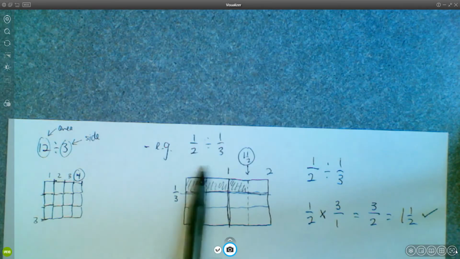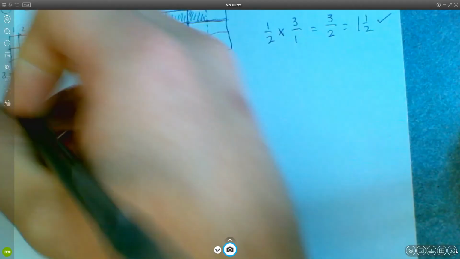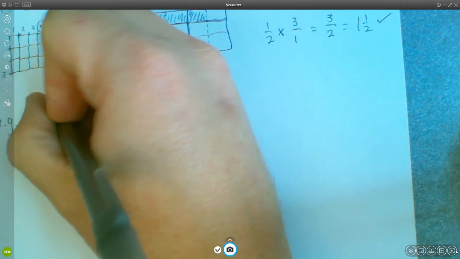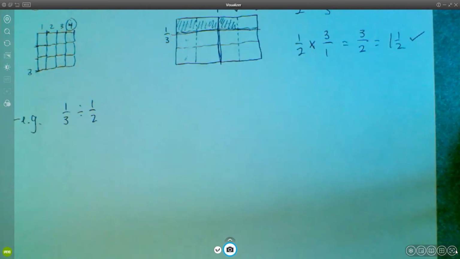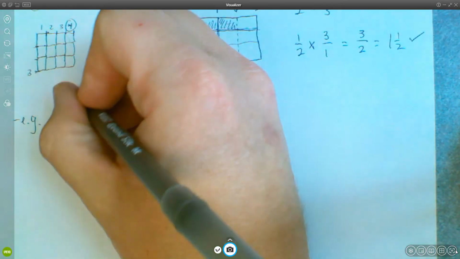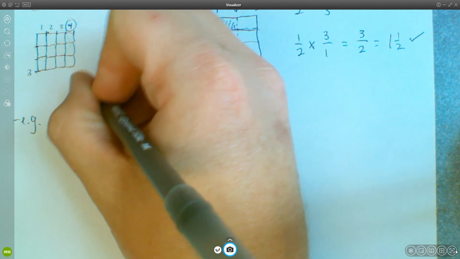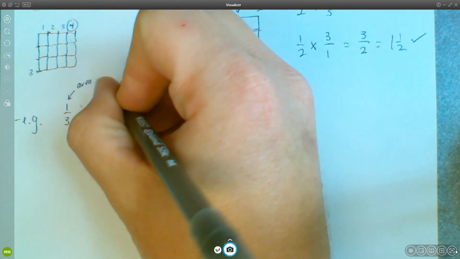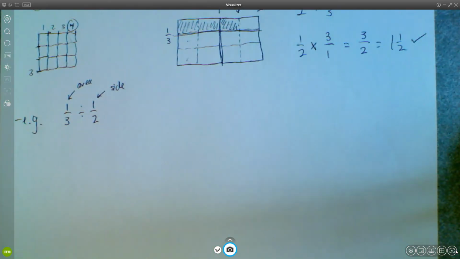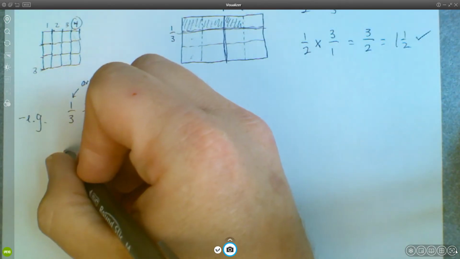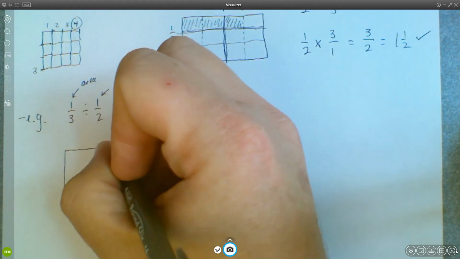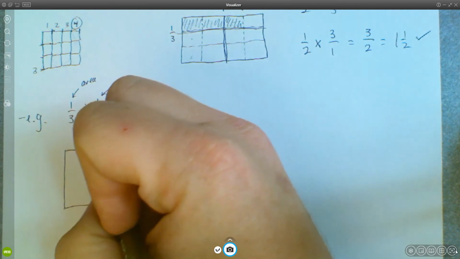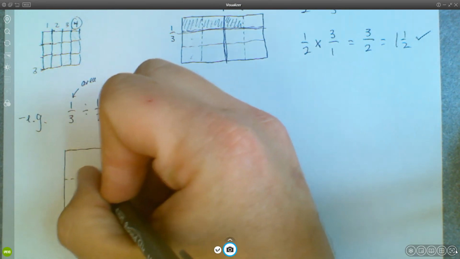So I'm going to do the same division problem backwards. Let's do 1/3 divided by 1/2. Okay? So remember that the first number is the area you're looking for. The second number is your side. So this time we have a side of 1/2. So I'm going to hand myself 1 unit, and I'm going to mark 1/2 along the side.